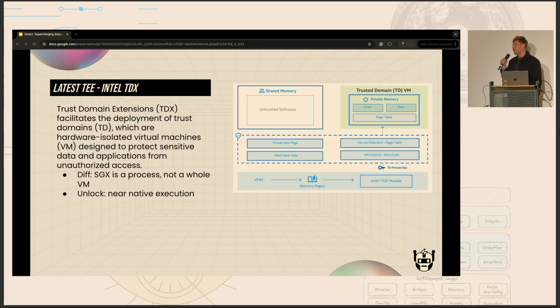Cool, and then one other note is that the latest generation of TEs is something called Trust Domain Extensions by Intel. The cool unlock here is that it's actually an entire confidential VM, a virtual machine, as opposed to the previous generation, which was just a confidential process. So you can actually get near native execution. For things like block building, which are extremely latency sensitive, this is very exciting.